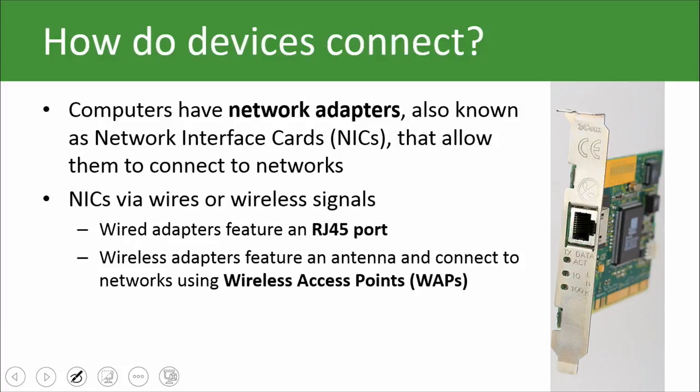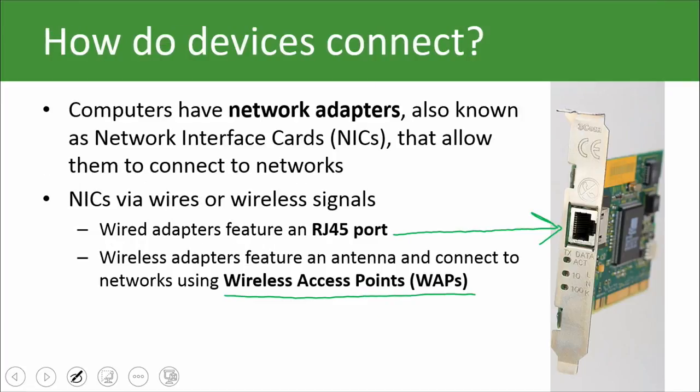NICs communicate via wires or wireless signals. And this wired adapter features something called an RJ45 port. Wireless adapters feature an antenna in contrast, and they connect to networks using wireless access points, which are also an essential connecting device, and we'll detail them a little bit later in a different module.